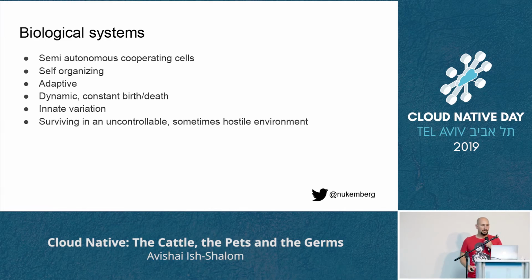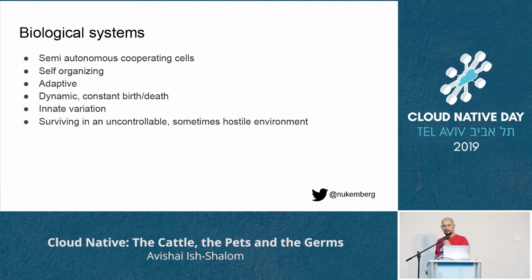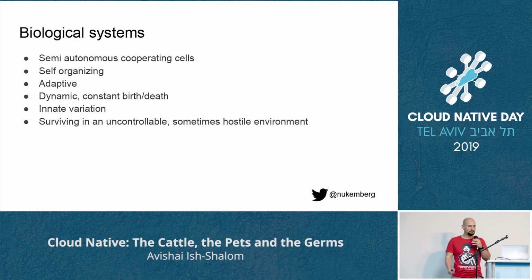Biological systems, for example, germs, are composed of semi-autonomous cooperating cells, just like microservices. They are self-organizing, which is something very different from the way we build systems today. They are adaptive. They can recover from failures without an operator intervening, which is, again, very different from what we do today. They are also dynamic, and they have a constant birth and death cycle. So nowadays, we retire servers when they fail, and we replace them with new servers. But actually, one of the patterns that I introduced a few years ago when I was starting to work on cloud servers is we had a bot that automatically killed machines when they got too old, on purpose. Why?